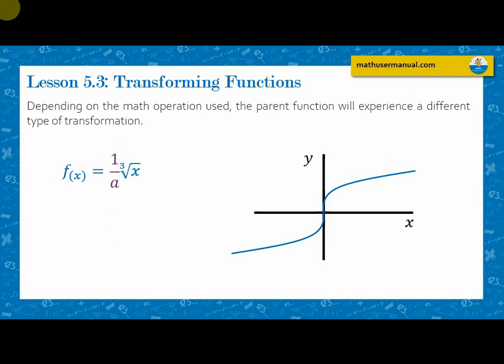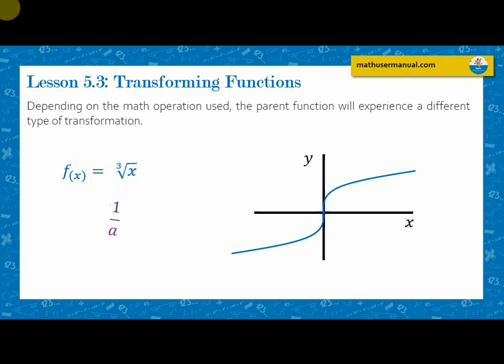Then a division is a compression, because the transformations are the same for every parent function. The only thing that changes is the shape, because the parent function dictates the shape that we have.